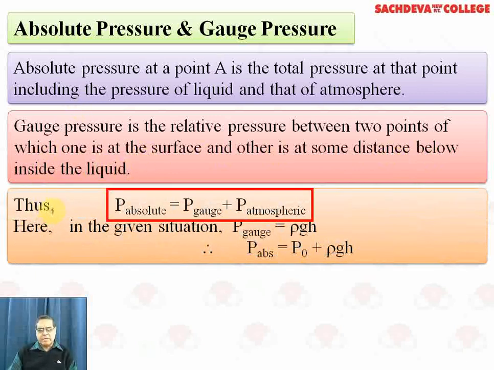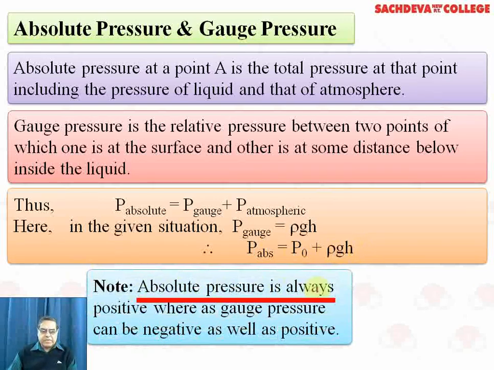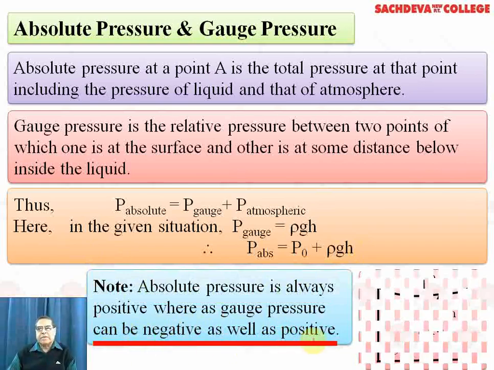Now absolute pressure will be given by the algebraic sum of gauge pressure plus atmospheric pressure. Here in the given situation, gauge pressure will be equal to rho gh, therefore absolute pressure can be written as P naught plus rho gh. P naught is atmospheric pressure, rho gh is gauge pressure. Absolute pressure is always positive, whereas the gauge pressure can be negative as well as positive.